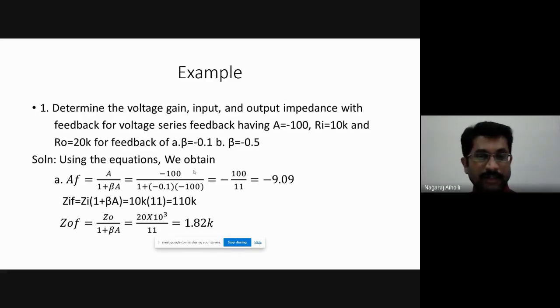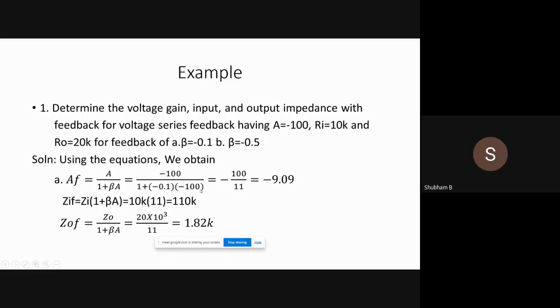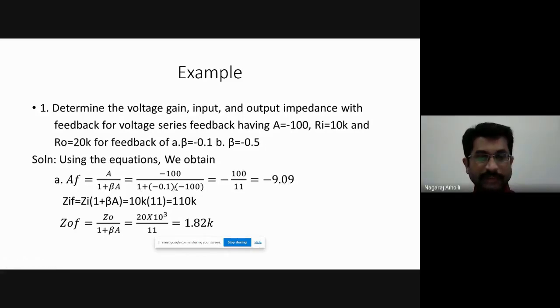How much is 100 into 0.1? So 10. Very good. Minus into minus is plus. So 100 into 0.1, shift by one decimal place, is 10. With minus into minus is plus, 1 plus 10 is 11. That will be minus 100 by 11, which is equal to minus 9.09.